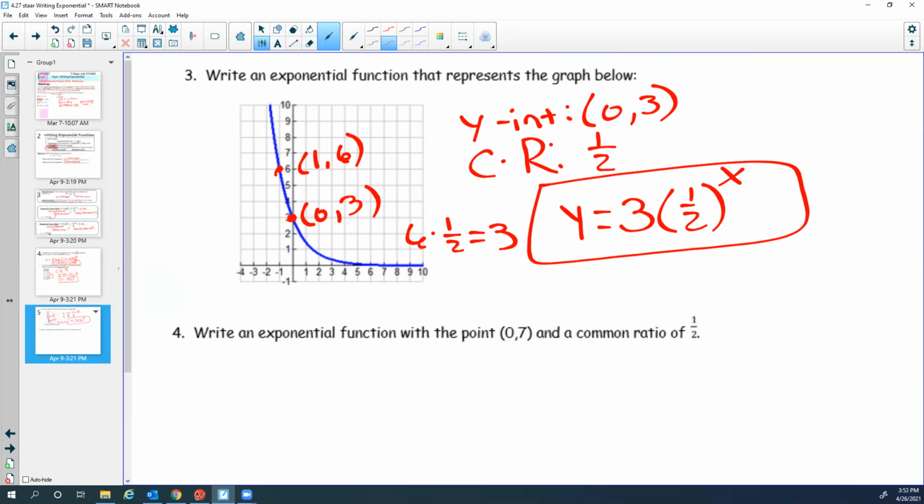Write an exponential function with the point (0, 7) and a common ratio of 1/2. Well, that's pretty easy. This point here is my y-intercept. So that is 7 times my common ratio to the power of x.